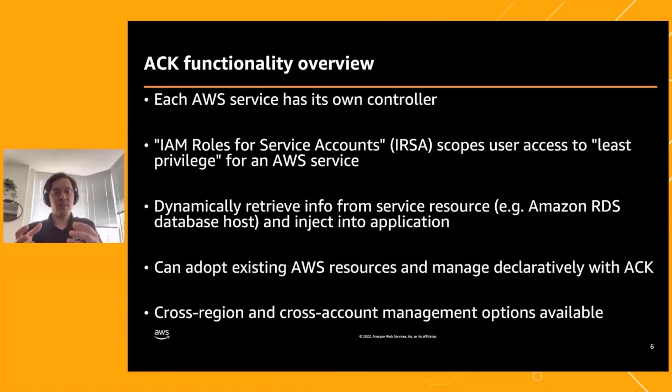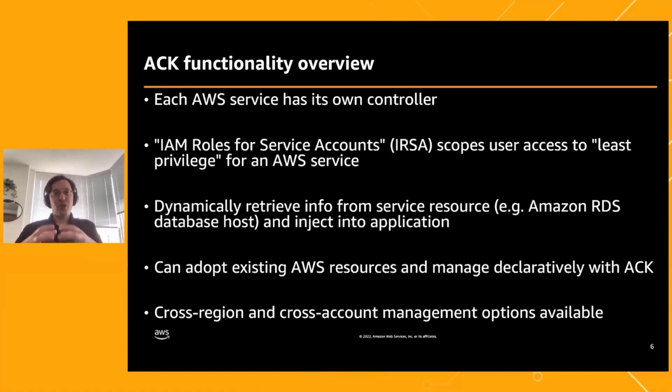Each controller uses something called IAM roles for service accounts, or as I like to say, IRSA, and allows you to scope user access to least privilege for an AWS service. So if you're okay giving full admin privileges for an AWS service by default to your users, that's great. You can also scope it down. So say with Amazon RDS, you may only want your users to deploy certain instance types from a certain engine, and using IRSA, you can ensure that that's what they can do when they're using the ACK for RDS controller.